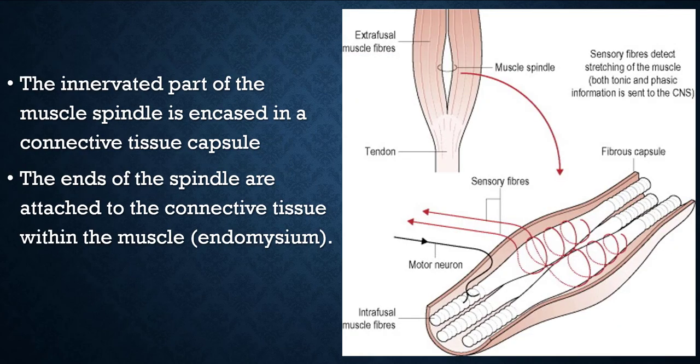The innervated part of the muscle spindle is enclosed in connective tissue. The intrafusal fibers, which are supplied by the nerve fibers, are enclosed in a connective tissue capsule. The ends of the spindle are attached to the connective tissue within the muscle, the endomysium.